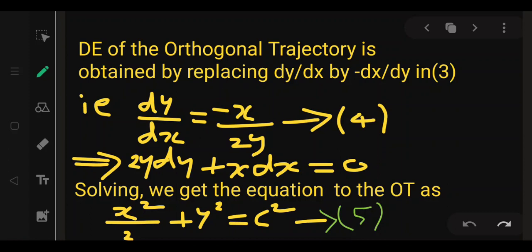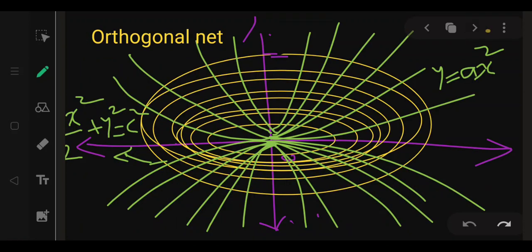Solving equation 4, we are getting x square by 2 plus y square equal to c square. What is it? It represents a family of ellipses. Now we can see its geometry. The first family y is equal to ax square is a family of parabolas. When a is positive, it is an upward parabola. When a is negative, it is a downward parabola. When a is equal to 0, it represents the x-axis. And x square by 2 plus y square equal to c represents a family of ellipses.